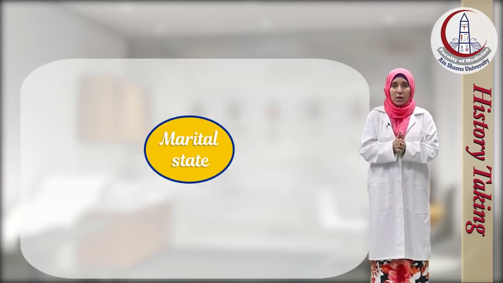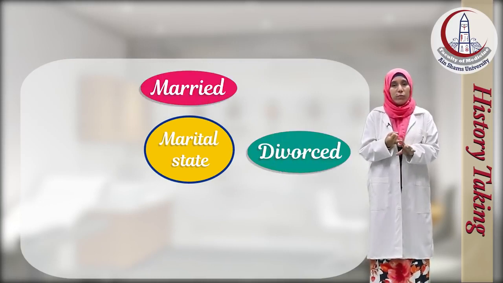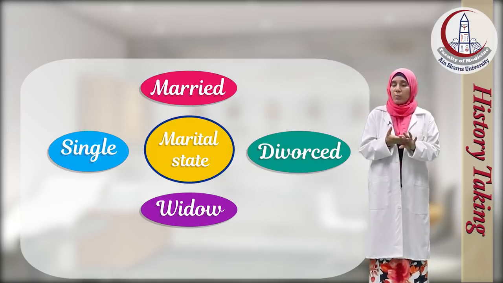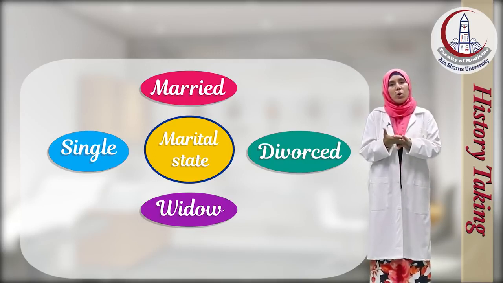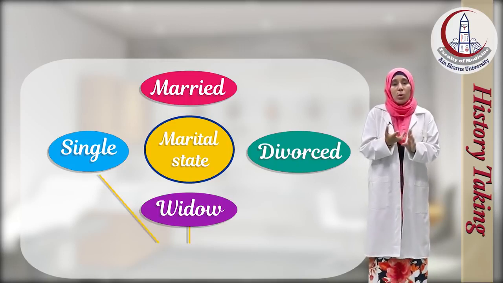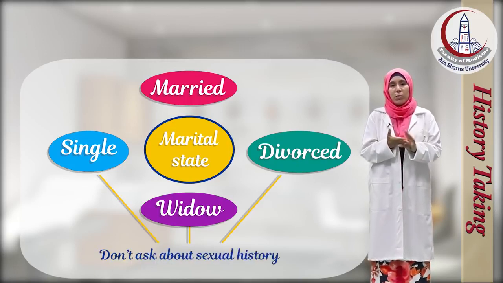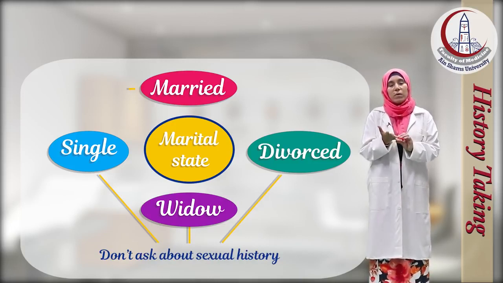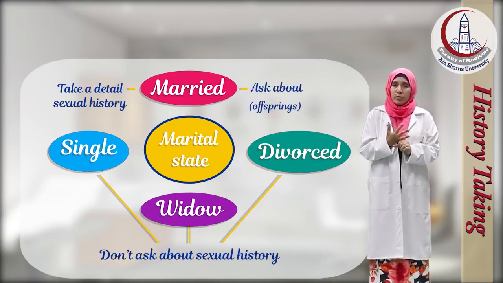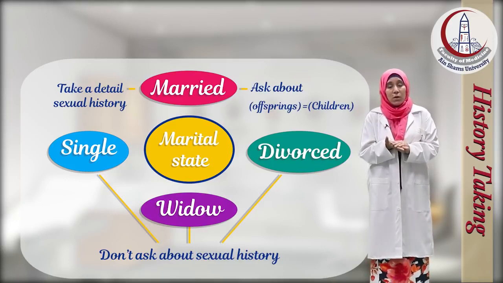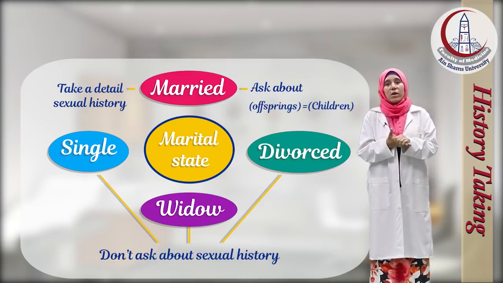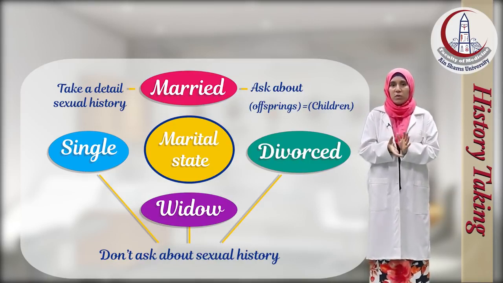What about marital state? Is this patient married or divorced, a widow or single? Each point is very important because it's going to depend on what you're going to ask afterwards. If the patient is single or widow or divorced, you're not going to be asking about sexual history. But if the patient is married, then you're going to have to take a detailed sexual history and ask about offspring, children, how many children does he have, the oldest and the youngest. These are important questions for the marital state.